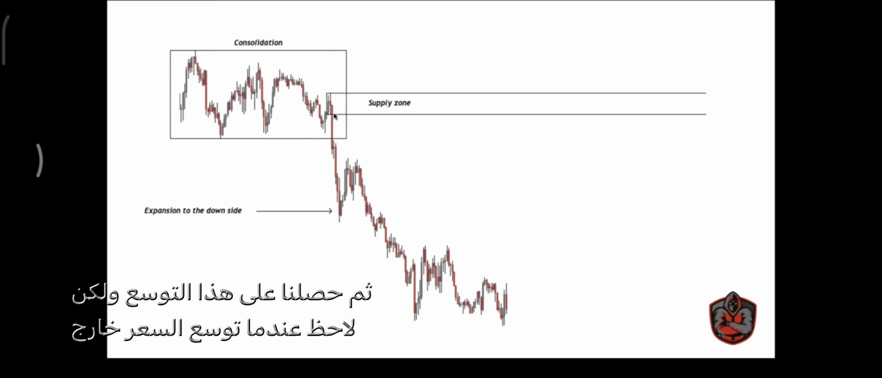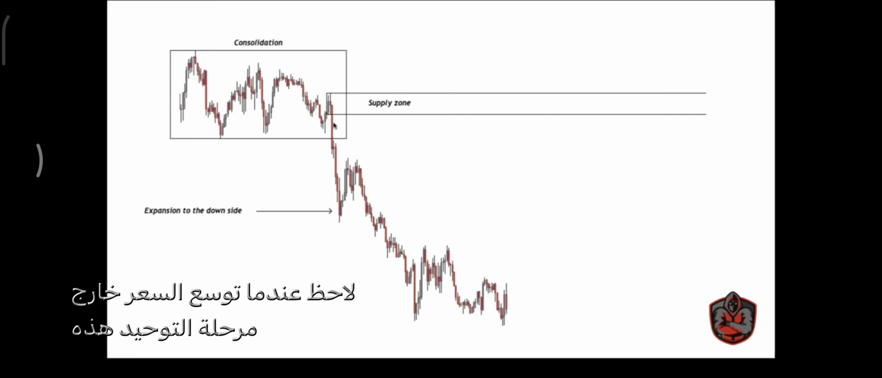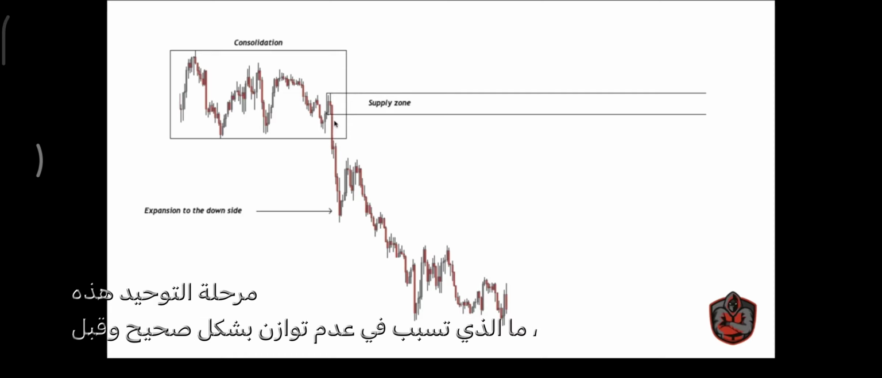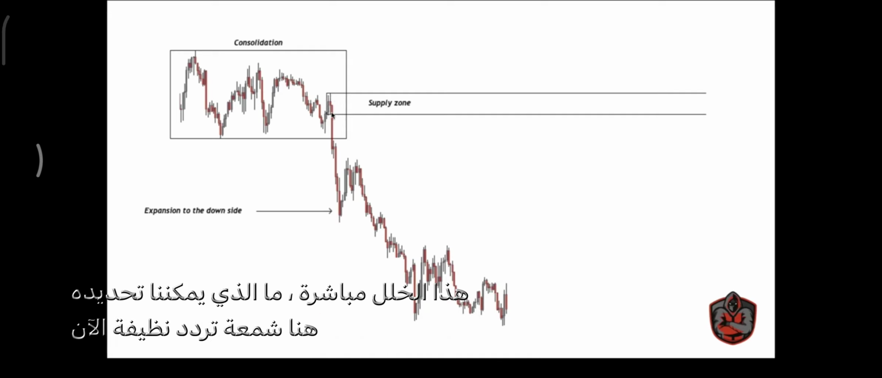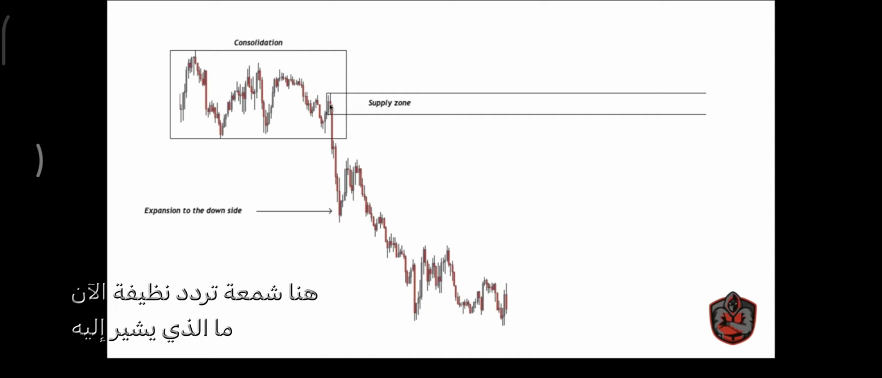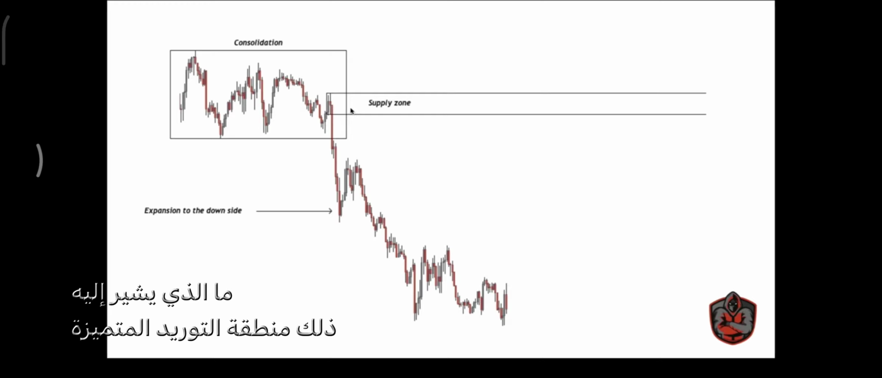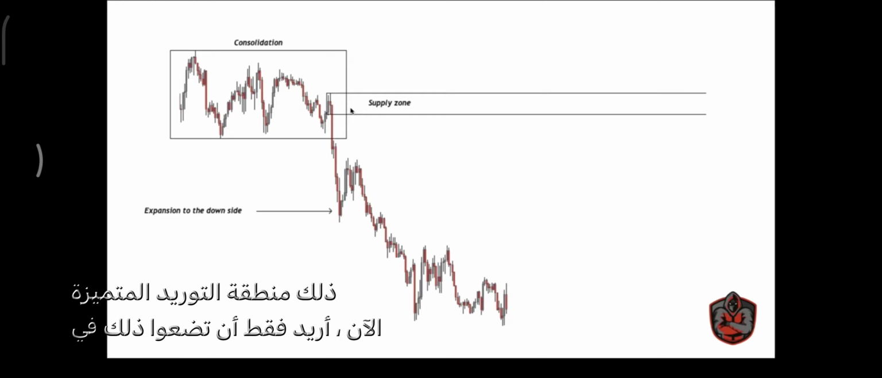But notice when the price expanded out of this consolidation phase, what did it create? Imbalance, right? And just before that imbalance, what can we identify right here? A clean indecision candle. Now what does that mark out? A premium supply zone, right? Now I just want you guys to keep that in mind.